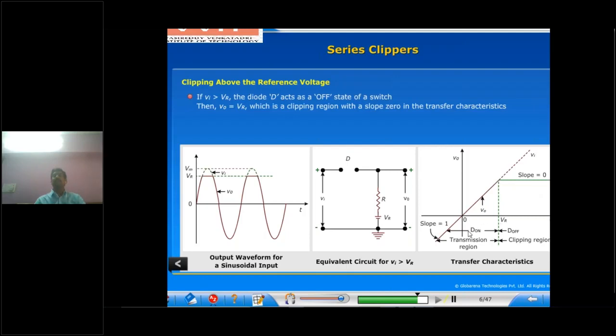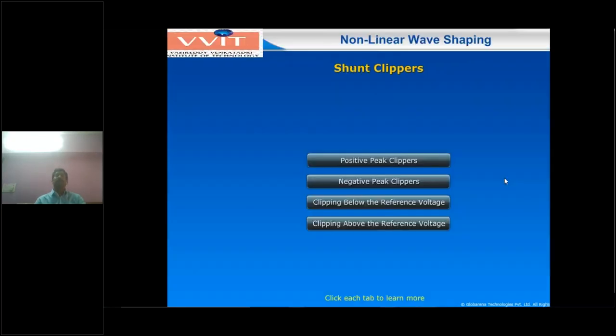The x-axis is the input voltage and the y-axis is the output voltage. So whenever the diode is in the on condition, V0 equals Vi. Whenever the diode is in the off condition, that is, when Vi is greater than VR, the diode will be in the off state. That means slope equals 0, and output voltage equals VR. So in that condition, slope equals 0.